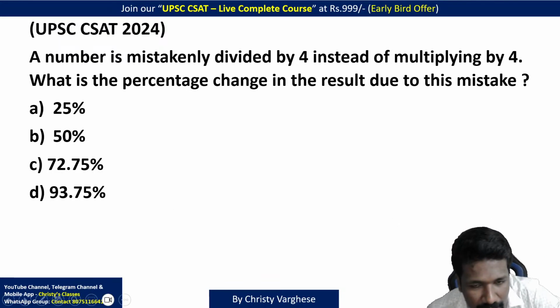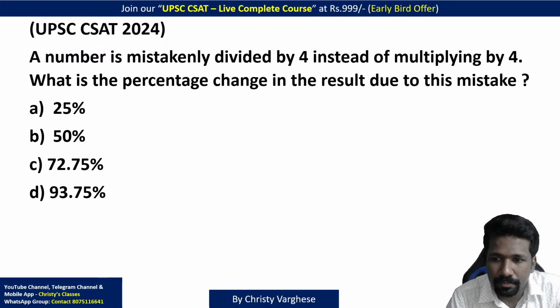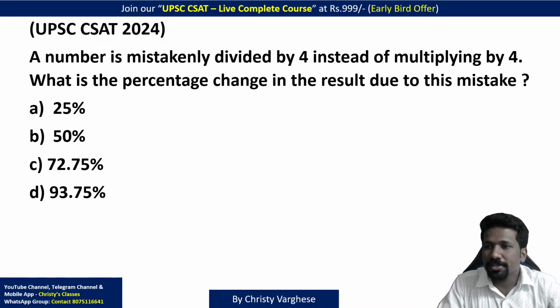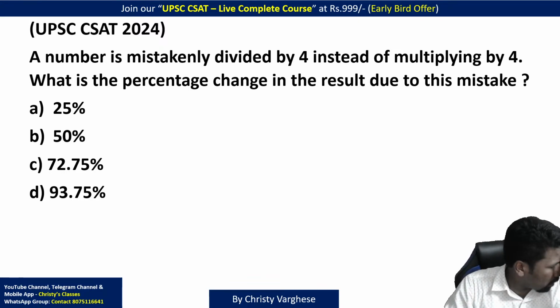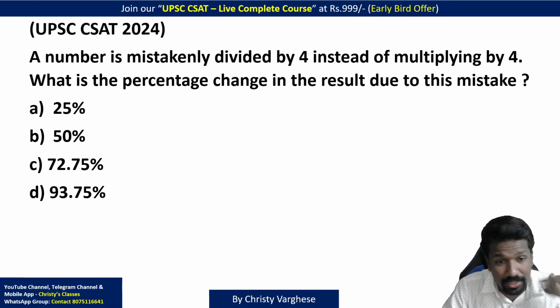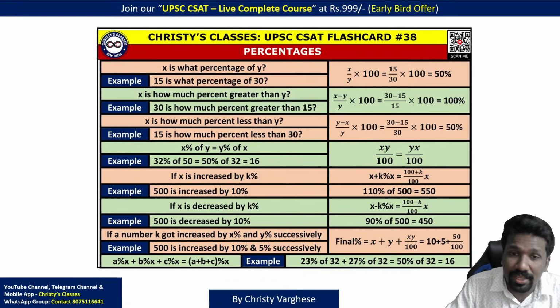Okay, so I'll start explaining. A number is mistakenly divided by 4 instead of multiplying by 4. Here you have to have some basic understanding of percentage and all. So I'm not getting deeper into it, but all questions related to percentage will be one of these types.